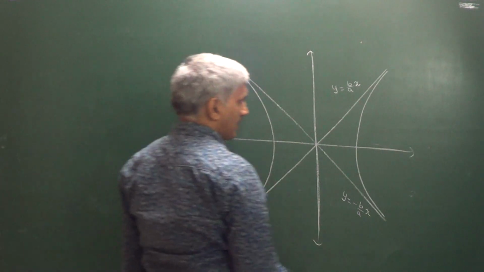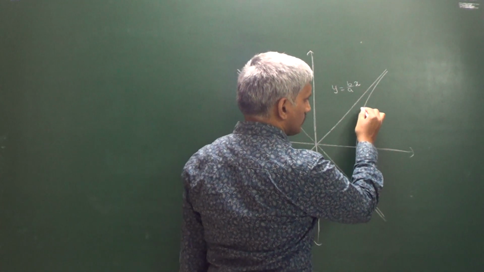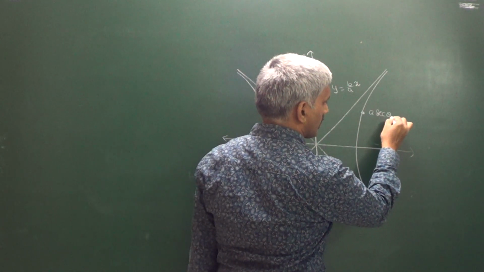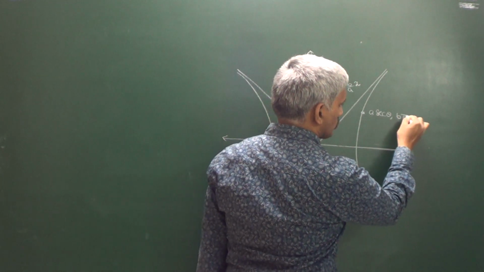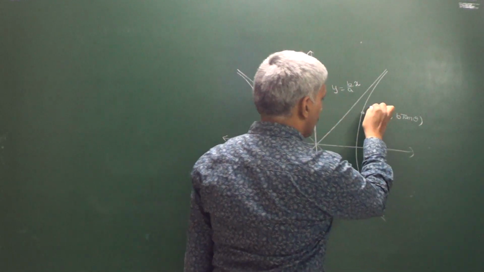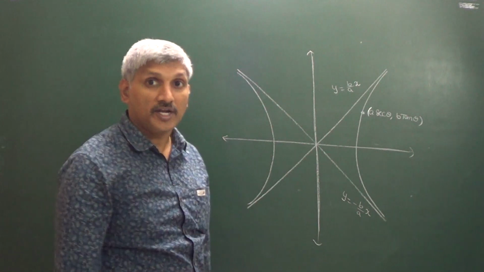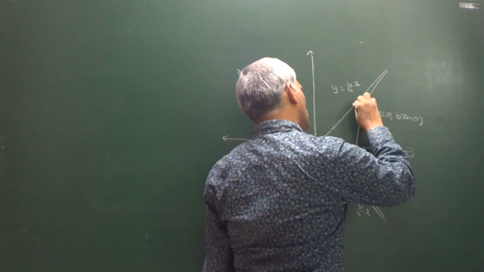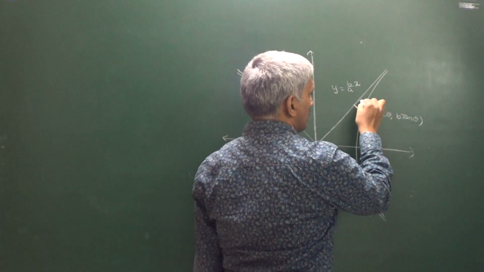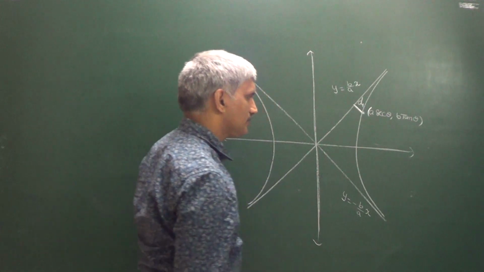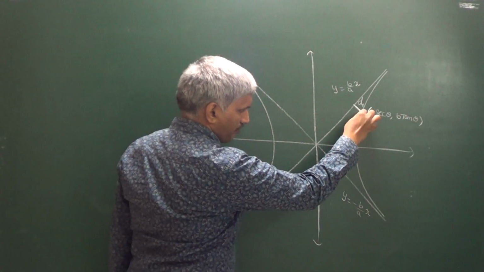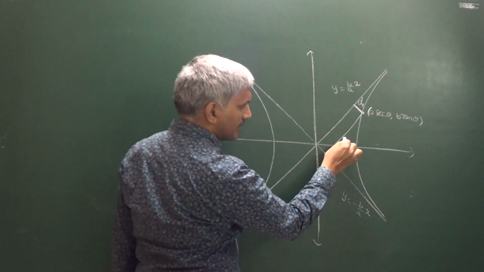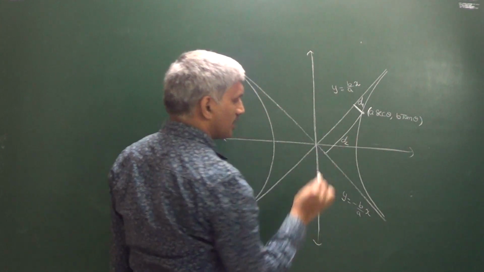Right? So you can take any point on the hyperbola. Parametric equations of the hyperbola, you know, are x = a secant theta, y = b tan theta. Now that is a point P on the hyperbola. From this point onto the first asymptote, this is the perpendicular distance. Let us say that one is d1. From the same point P onto the second asymptote, this is the perpendicular distance. Let us say that one is d2.